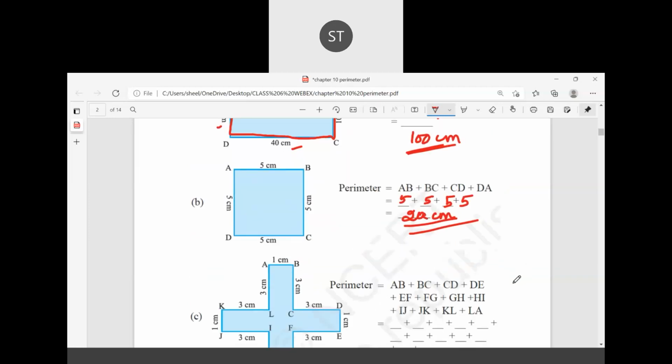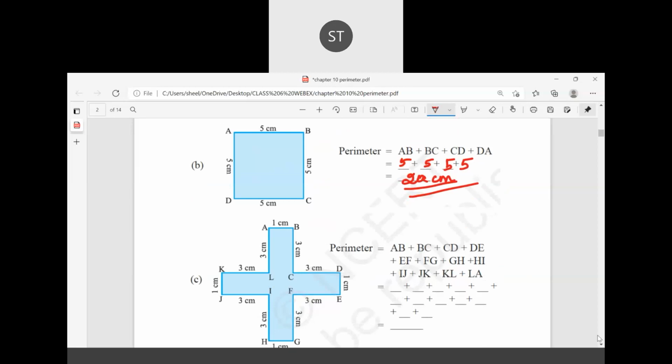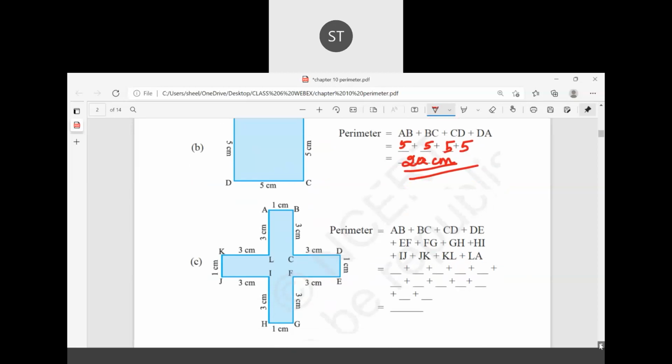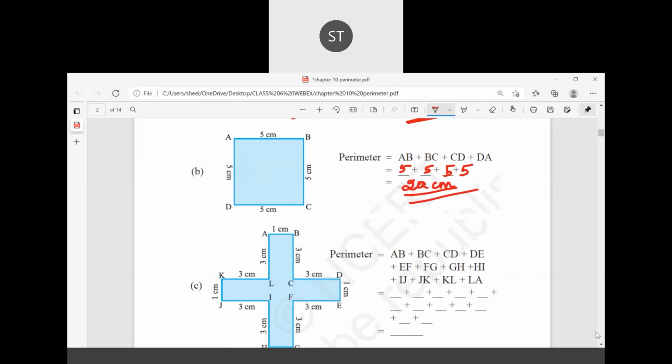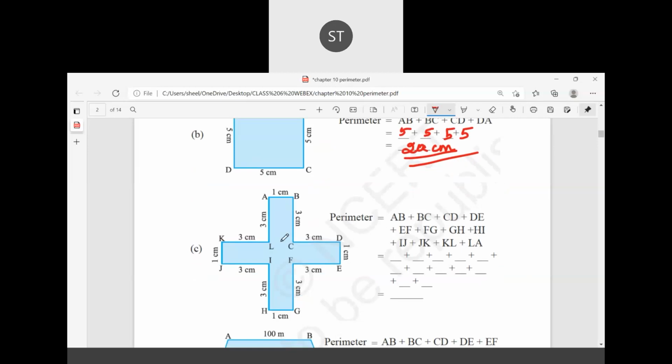Now the next figure is given, find the perimeter. So here you can see that many measurements are there. It's a cross only. A to B 1 centimeter, B to C 3 centimeter, C to D again 3 centimeter, DE 1, EF 3, FG 3, GH 1, and HI 3, and IJ 3, and JK 3, again KL, then LA. So we start from L equal to 3 only.